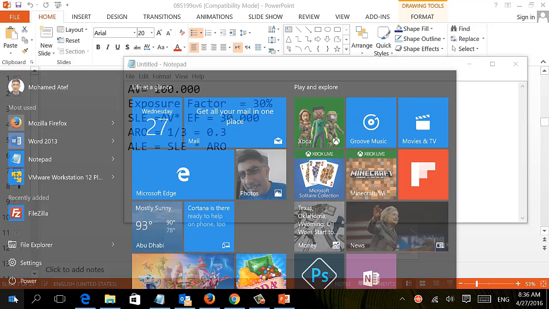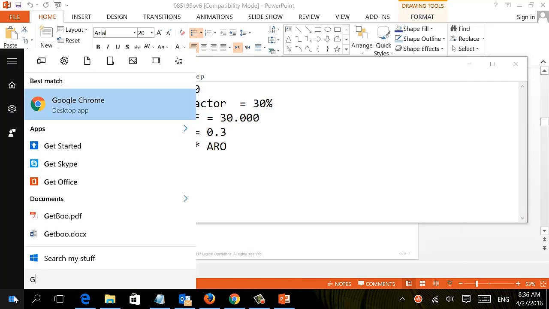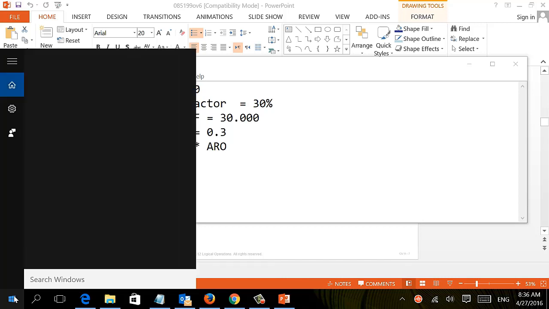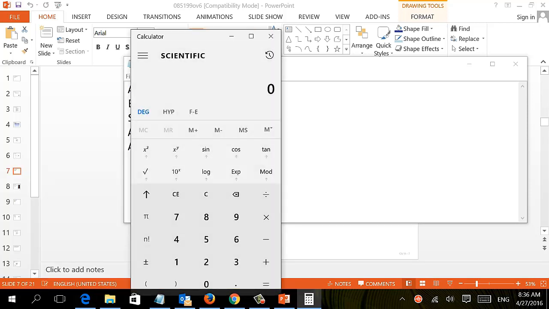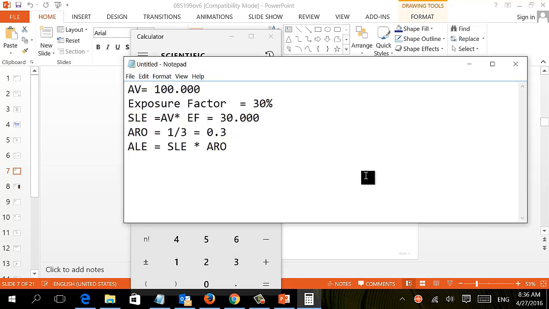Let's open the calculator. So we are talking about 30,000 multiplied by 0.3. By the way, you'll be allowed a calculator inside the exam. The value should be 9,000. So our ALE will be 9,000.